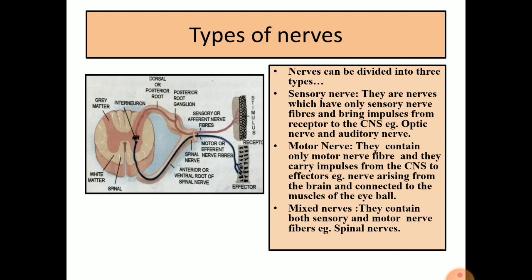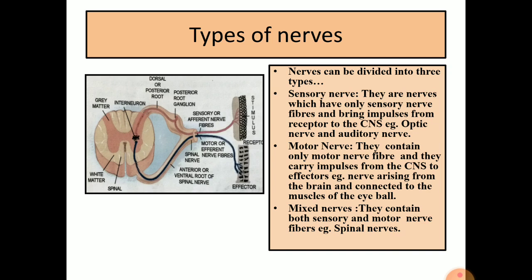Depending upon the function that they are performing, nerves can be divided into three types. Sensory nerves. They are nerves which have only sensory nerve fibers and bring impulses from the receptor to the central nervous system. For example, the optic nerve and the auditory nerve. They only bring impulses to the central nervous system.